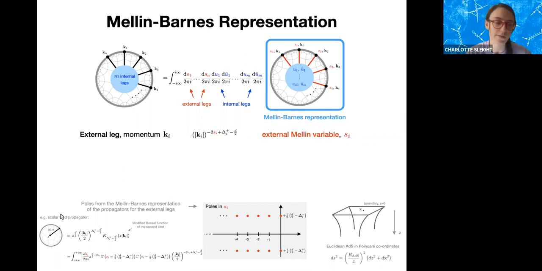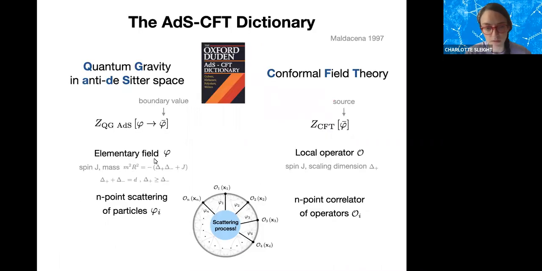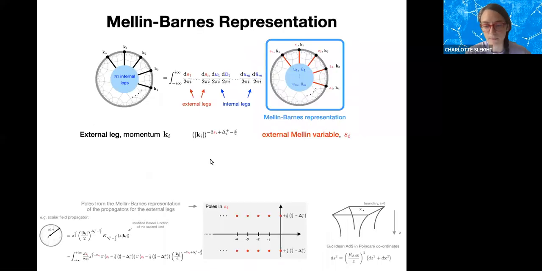So for instance, if you have a scalar field of general mass, its bulk-boundary propagator in Poincaré coordinates is given by the modified Bessel function of the second kind. And in the second equality here, I gave its Mellin-Barnes representation. And what you can see is that these two infinite families of poles here are encoded in these two gamma functions. And notice that the location of these poles depends on the mass of the external particle, which enters through the scaling dimension Delta plus, using the identity that I reviewed, this one here on the previous slide.